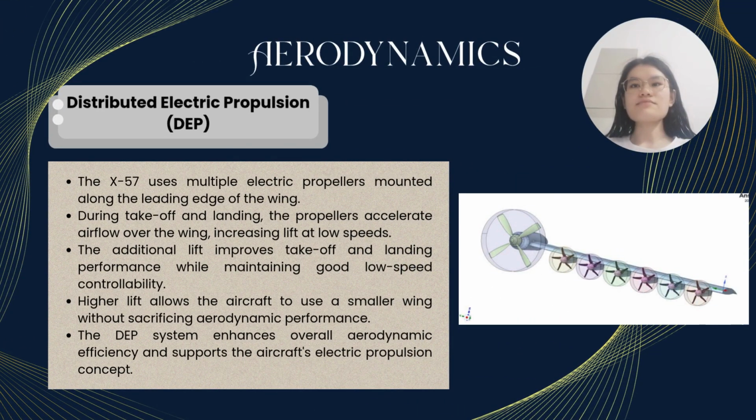The X-57 uses multiple electric propellers mounted along the leading edge of the wing. During takeoff and landing, these propellers accelerate the airflow over the wing, increasing lift at low speed. The additional lift improves takeoff and landing performance while maintaining good low speed controllability. Because more lift is generated, the aircraft can use a smaller wing without sacrificing performance.